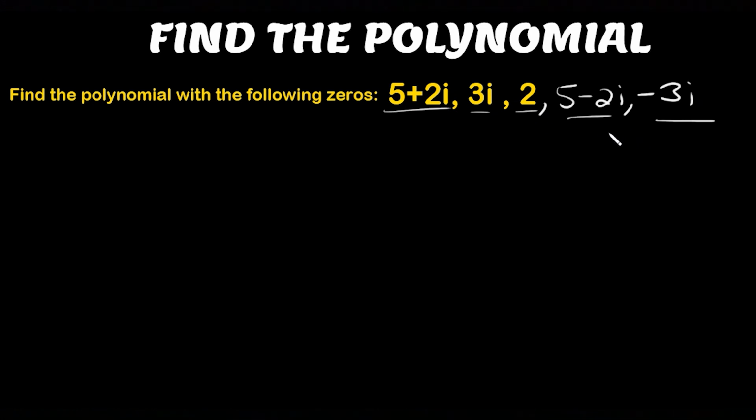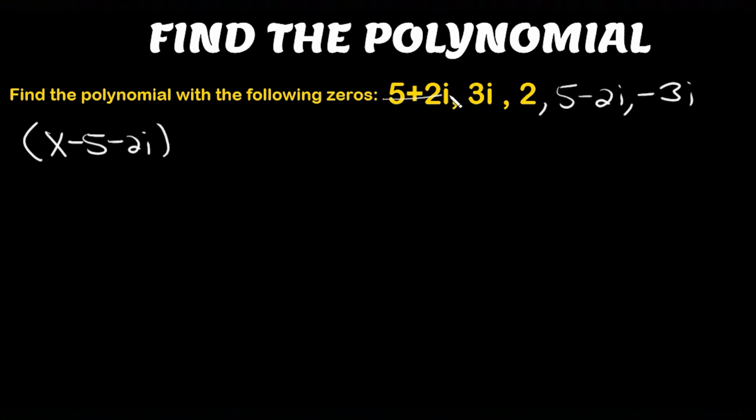This one's going to be a little bit of work, okay? So let's keep everything that's similar together. When we put it back in factored form, I want to keep everything together. So I'm going to start with this 5 plus 2i. Remember, that's really x equals 5 plus 2i. So if I put that back in factored form, it's going to be in parentheses x minus 5 minus 2i. Okay, that's how it's going to look.